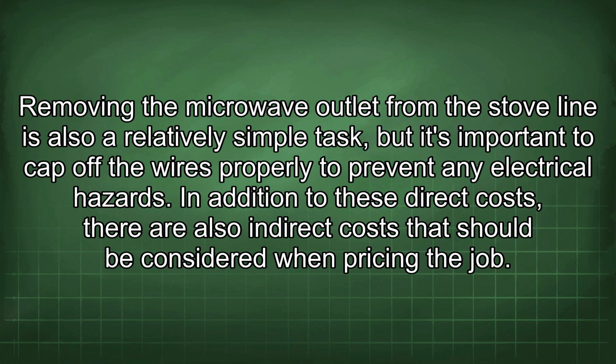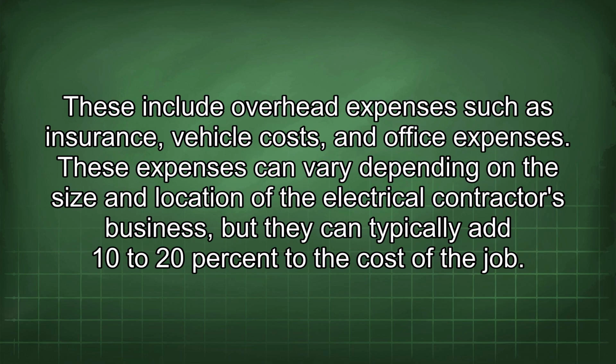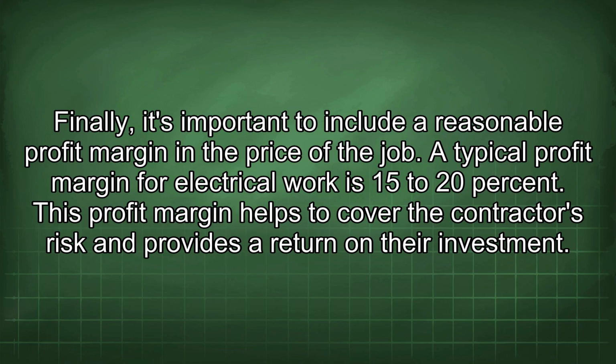In addition to these direct costs, there are also indirect costs that should be considered when pricing the job. These include overhead expenses such as insurance, vehicle costs, and office expenses. These expenses can vary depending on the size and location of the electrical contractor's business, but they can typically add 10 to 20% to the cost of the job. Finally, it's important to include a reasonable profit margin in the price of the job. A typical profit margin for electrical work is 15 to 20%. This profit margin helps to cover the contractor's risk and provides a return on their investment.